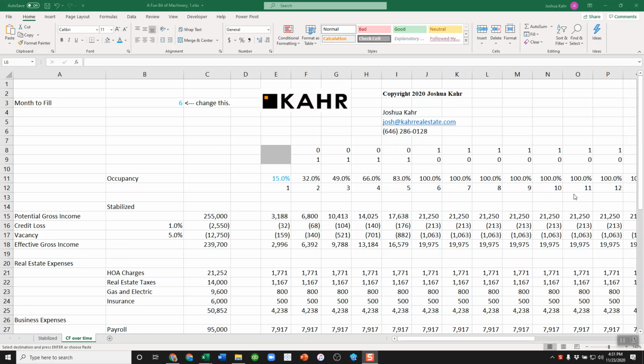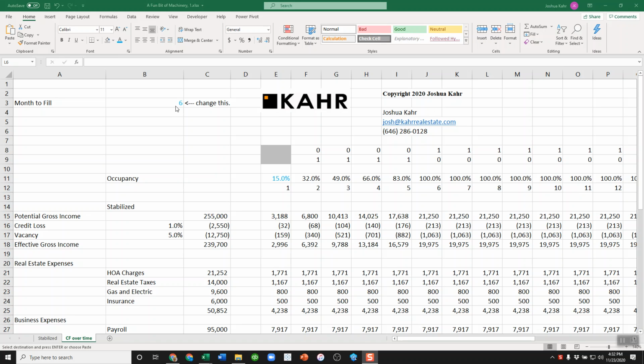Wanted to show you a fun little bit of machinery. This is a question I get asked sometimes. Sometimes someone comes to me and says, "Hey, I've got a financial model where I know what my occupancy is going to be in the future. I want to get it filled up. I know where I'm starting from, but I want to make it flexible.